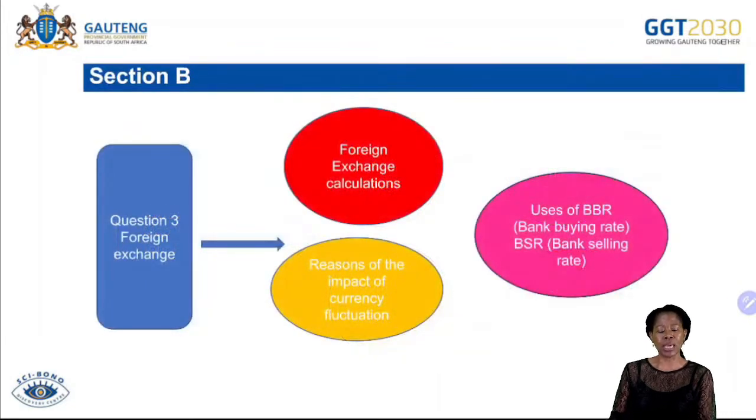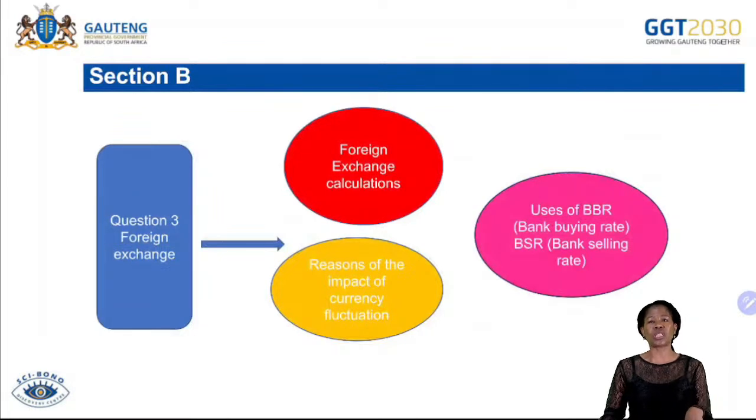Now we have Section B, which is Question 3, foreign exchange. Not long ago, you were helped on foreign exchange. Under Question 3, you will be asked to do foreign exchange calculations, reason about the impact of currency fluctuation, together with the uses of the BBR, that is the bank buying rate, together with the bank selling rate, the BSR. I believe when you have Section B with these subtopics, you will be able to score those marks that I showed you on the structure.